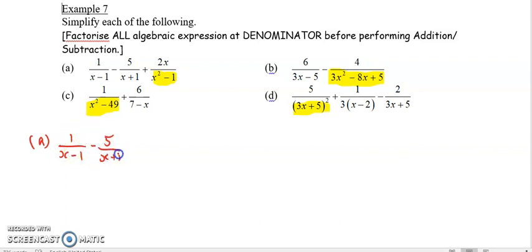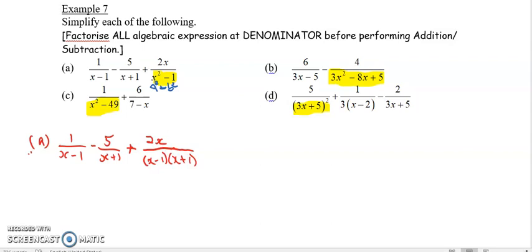Alright, so I will do A. Let's look at A, plus 2x. So x squared minus 1, this is in the form of a squared minus b squared, so we can factorize it into x minus 1, x plus 1.